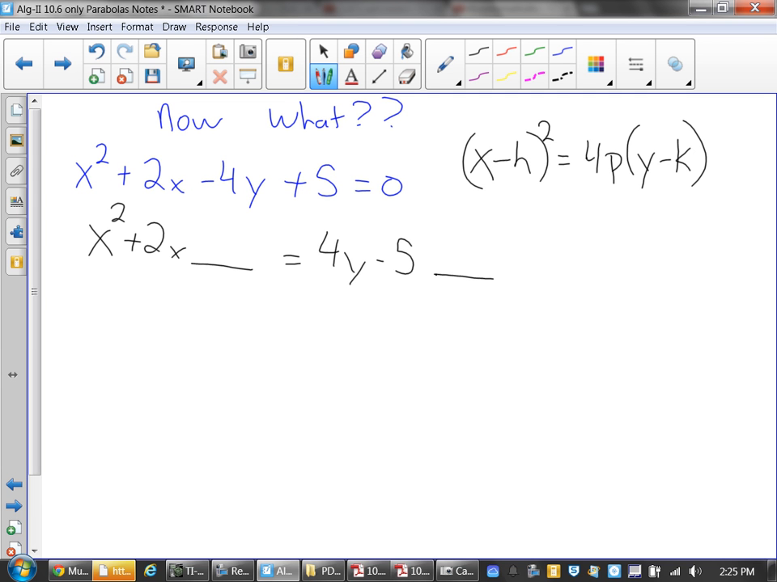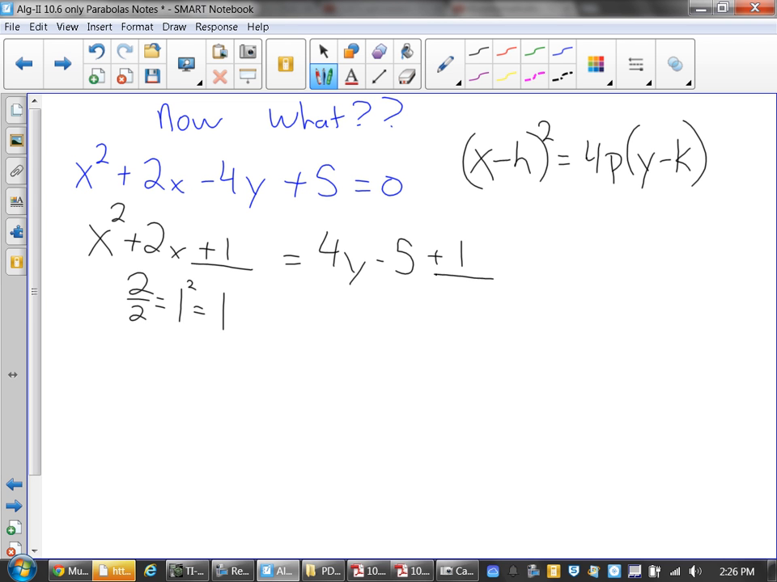What I've done here is I've set up a completing the square scenario. I moved the 4y and I moved the 5. I added 4y and I subtracted 5 to get it to the other side. I'm staying balanced this way. I'm going to complete the square. Remember, in order to do that, we take half of b, square it, add that to both sides. So we start out by taking half of 2, which is 1, square it, you get 1. So I'm going to add 1 to both sides. Okay?